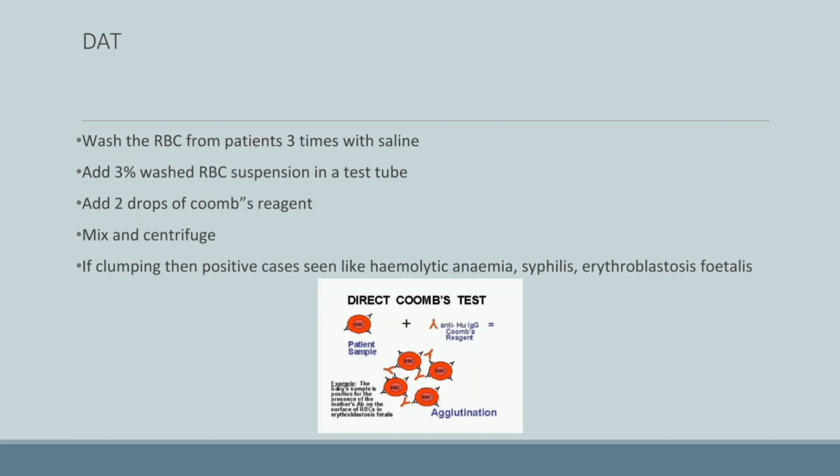In the direct antiglobulin test, we have to collect the red blood cells from the patient and wash them 3 times with normal saline. Then add the 3% washed red cell suspension in the test tube and add 2 drops of Coombs reagent. Mix, centrifuge, and remix the cells, and you will be able to see the agglutination. This clumping indicates hemolytic anemia, syphilis, or erythroblastosis fetalis.